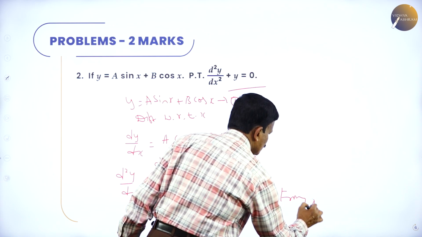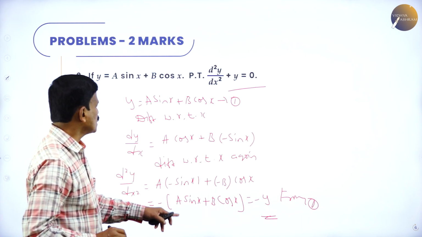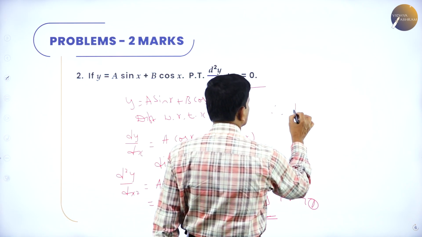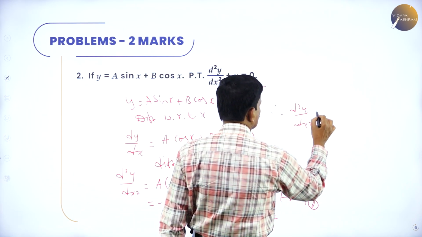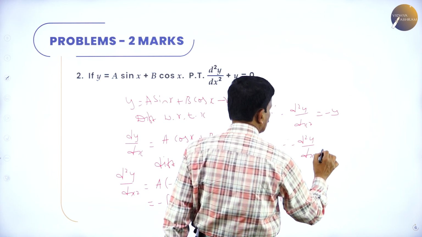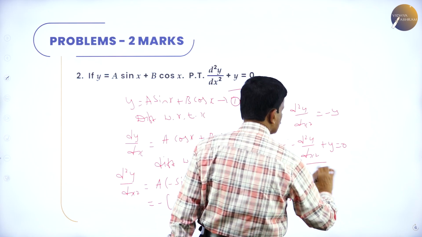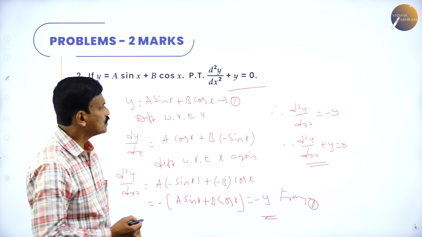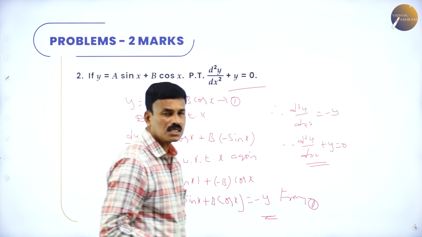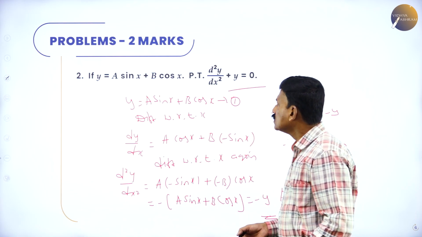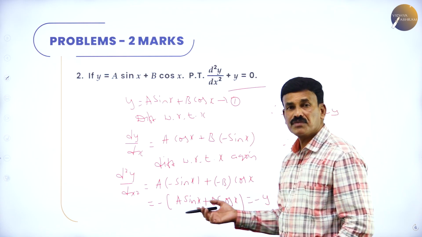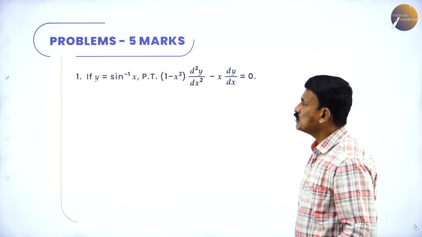That is, from 1, what do you write? a sin x plus b cos x is nothing but y. So transfer this to the left hand side. d square y by dx square is equal to minus y, therefore d square y by dx square plus y is equal to 0, which is the required proof. d square y by dx square plus y is equal to 0. Very simple problem it is, right? Now you may expect this type of problems in differential equations also. Now move on to the next problem.